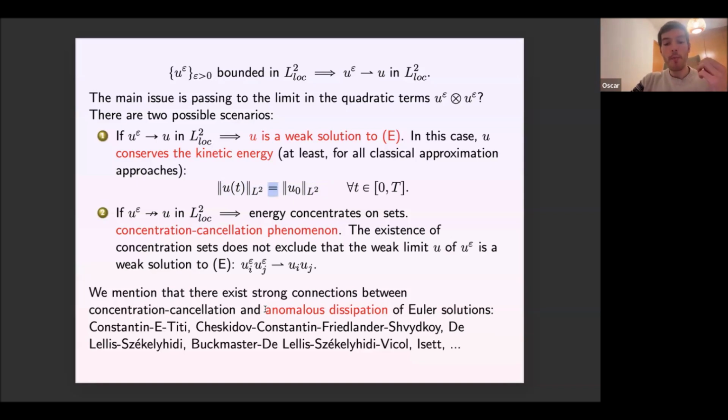Okay, and this is the so-called anomalous dissipation. Anomalous dissipation is mainly related to the so-called Onsager conjecture. As I said, I don't wish to go into further details because this is not the goal of my talk, but at least I would like to say that the Onsager conjecture says that if you have enough regularity measured in some Hölder space, then you have energy conservation.